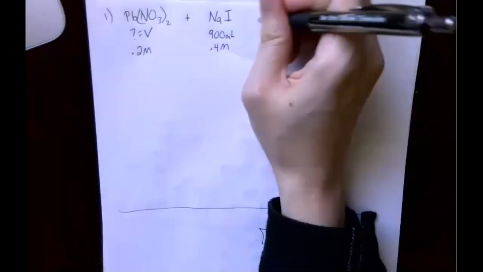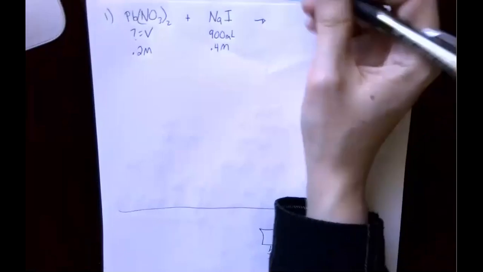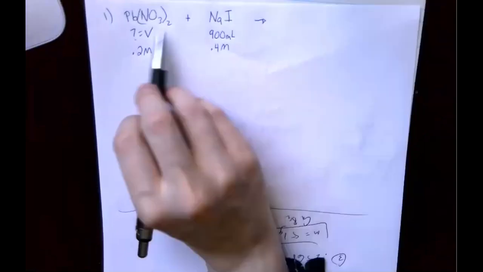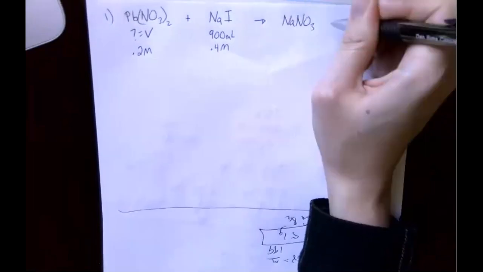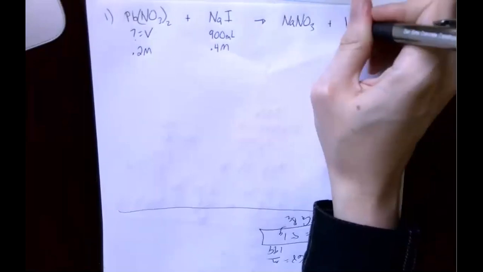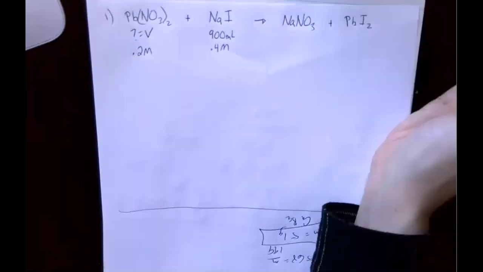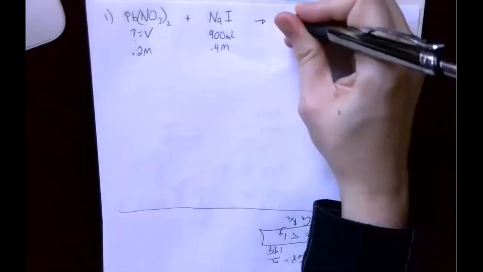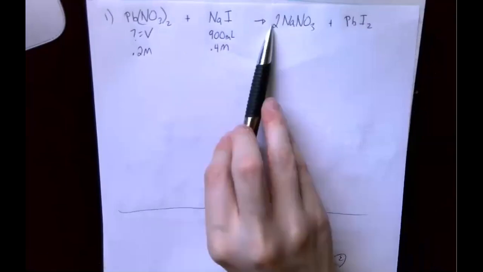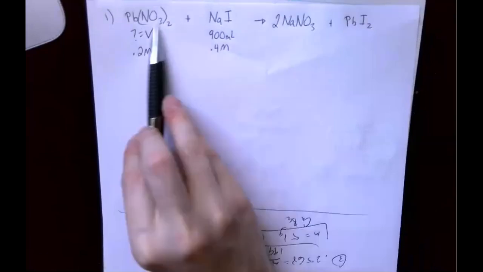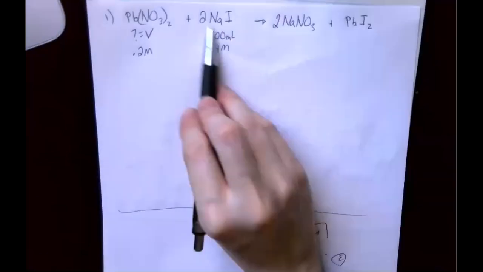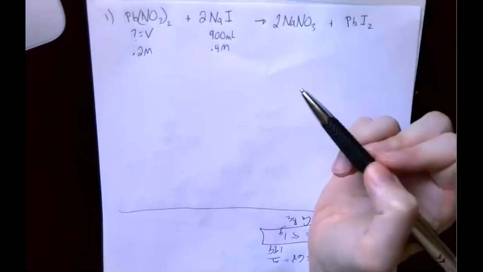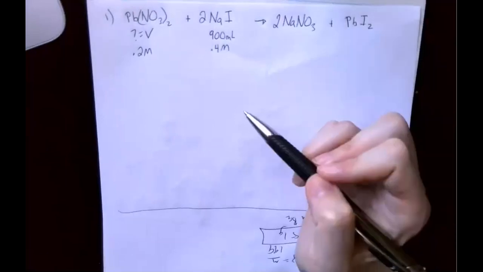So from there, I'm going to figure out what my equation is. So this must be a double displacement reaction. So I'm going to end up with sodium nitrate, which is NaNO3, and lead II iodide, which is PbI2. Then I'm going to need to balance this by putting a 2 here in order to get my nitrates balanced, and then a 2 here to balance my iodide and my sodium. So that's our balanced chemical equation now.